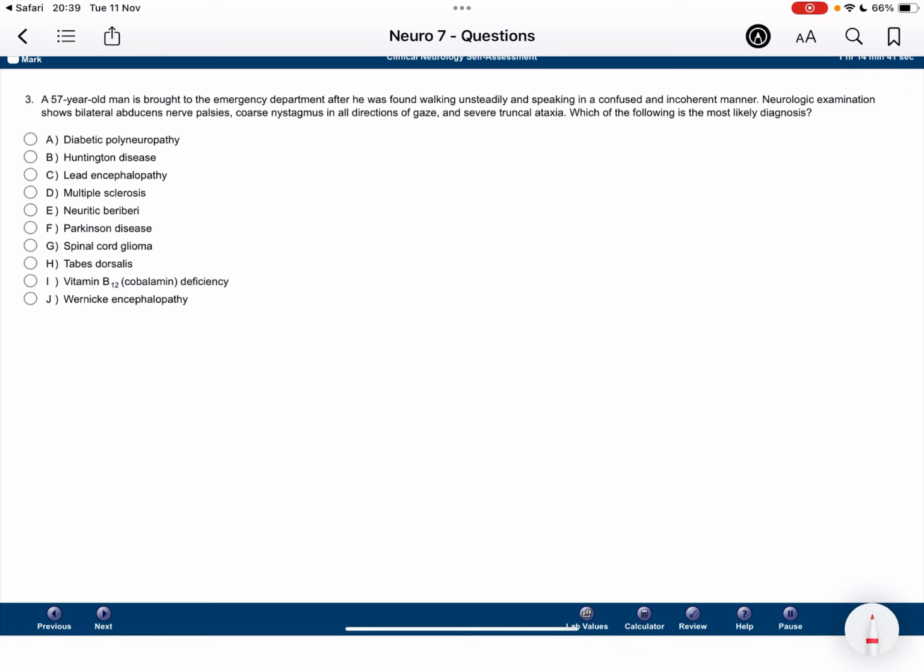All right, he's talking about a 57-year-old man who is brought to the emergency department after he was found walking unsteady and speaking in a confused and incoherent manner. Remember, this patient is brought to the emergency department after he was found, but we do not know the time frame. Neurological examination shows bilateral abducens nerve palsy, coarse nystagmus in all directions and severe truncal ataxia. What is the most likely diagnosis is what the examiner is asking.